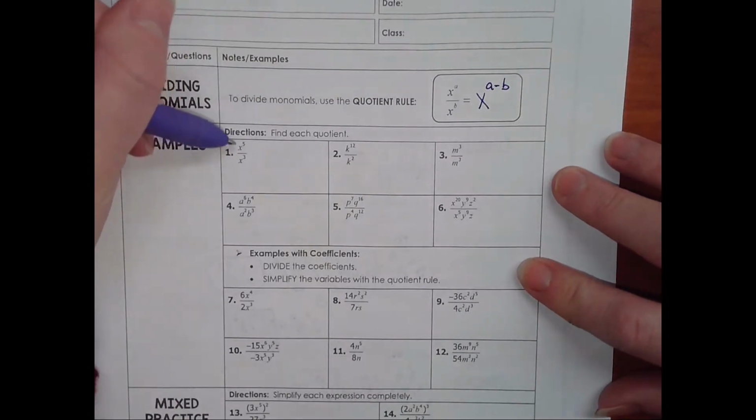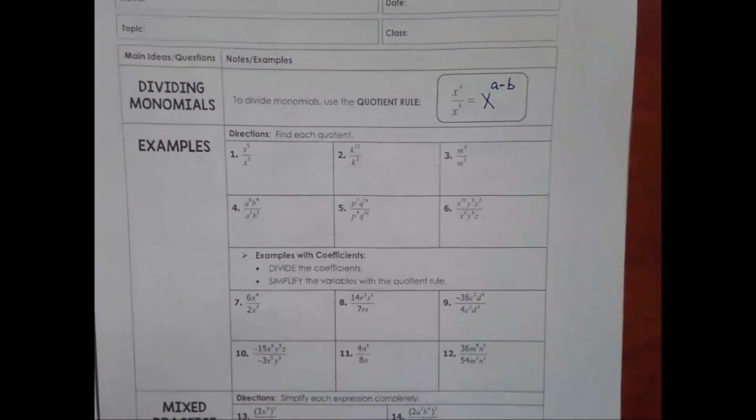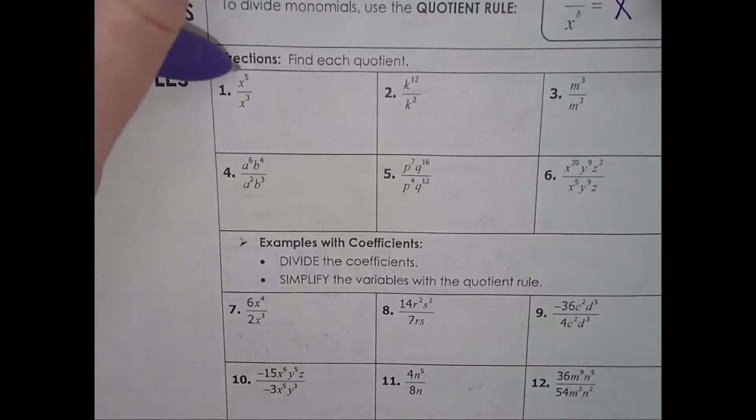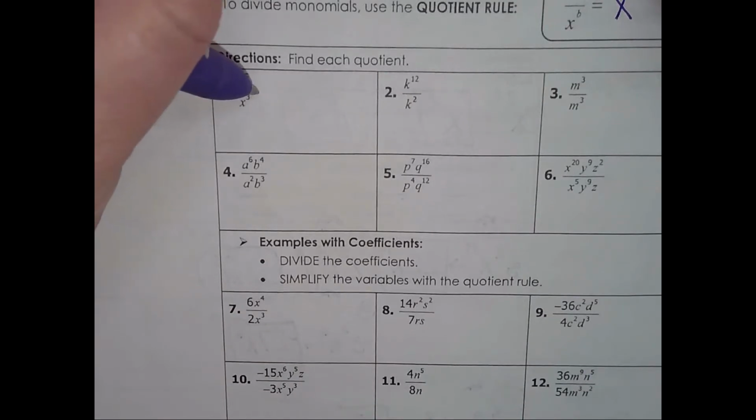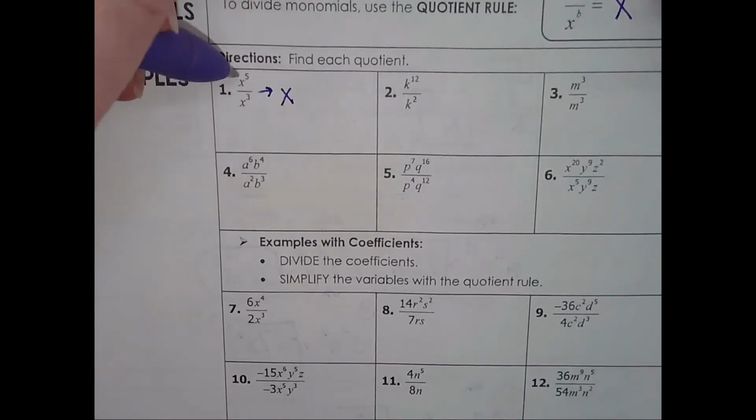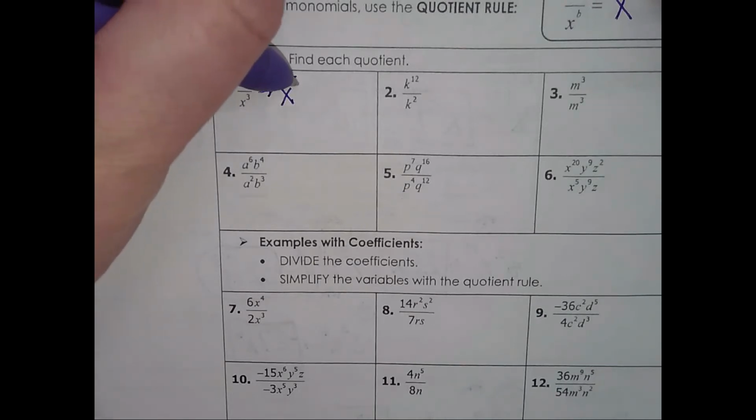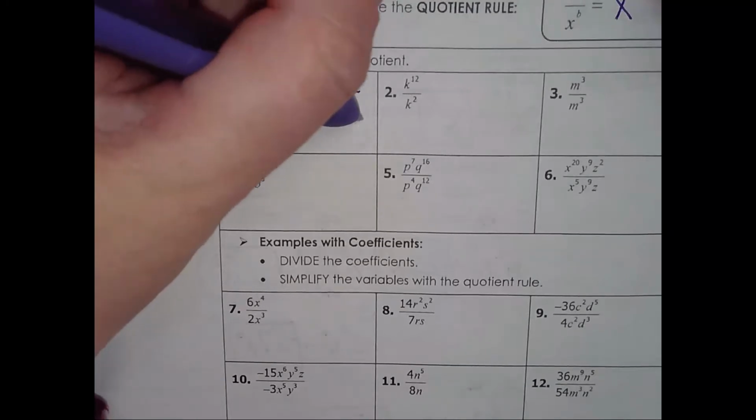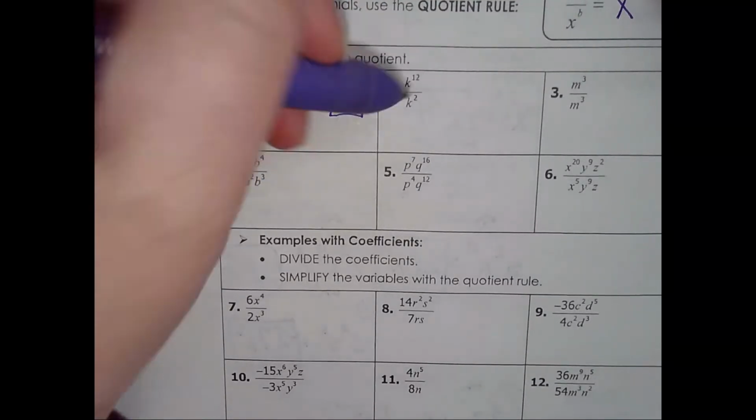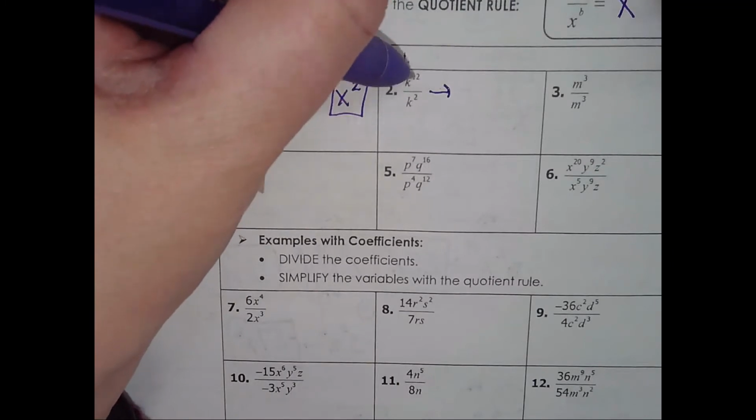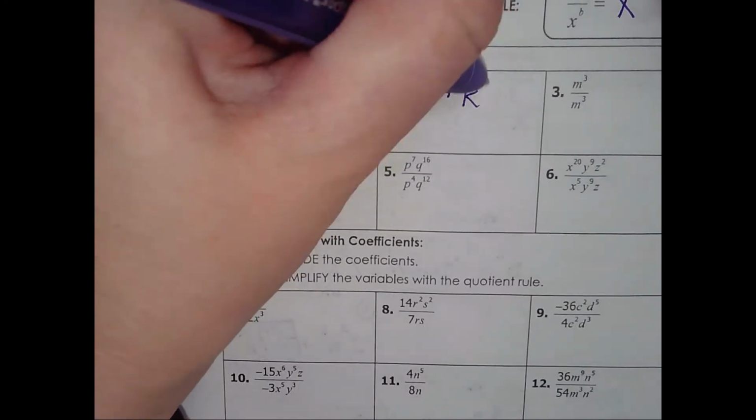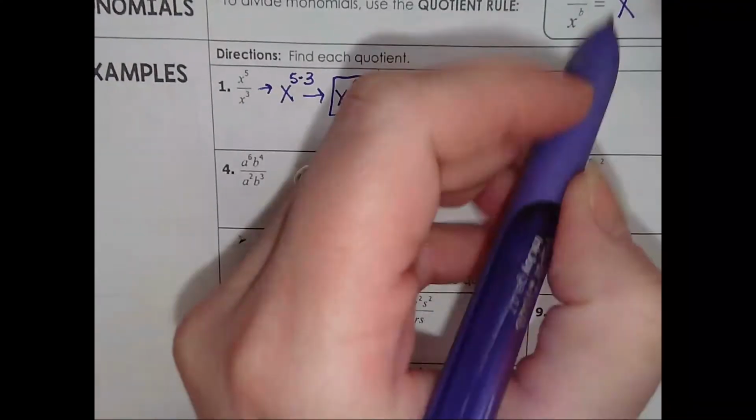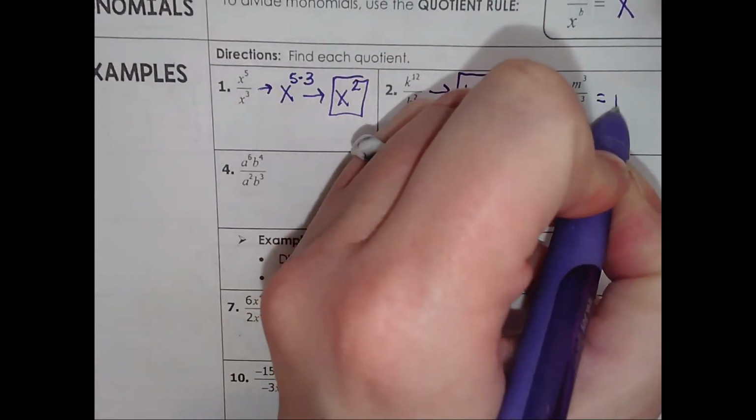We have a fraction going on. To reduce this, I'll try to zoom in a little bit for you. We have x to the fifth over x to the third. That gives us x to the, leave the base the same, take your exponents and subtract them, and 5 minus 3 is 2. That's it. Number 2, they both have a k. 12 minus 2 is 10. And for number 3, 3 minus 3 is 0.